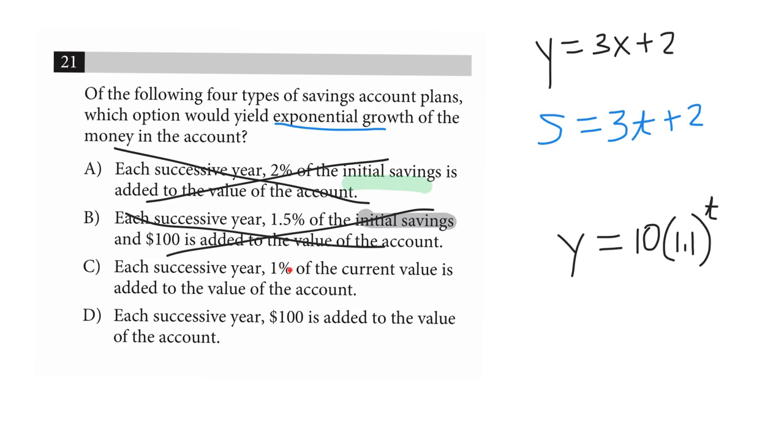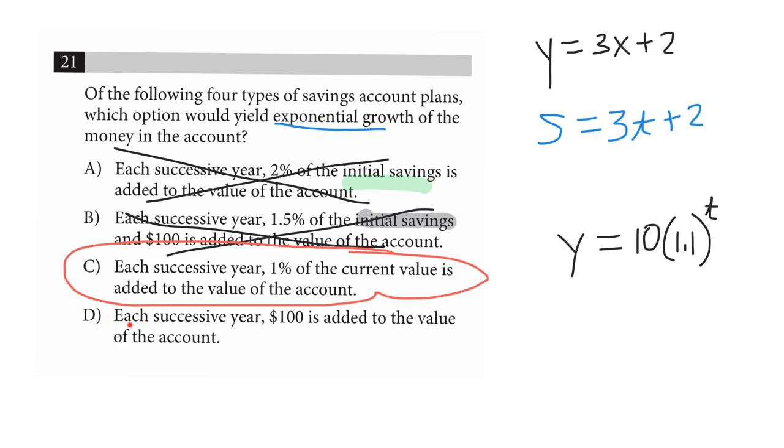So it's 1% of the current value. That's exponential. It's not 1% of the initial value, because the initial value is just the initial value. It stays the same, and therefore that would be a constant rate of change, whereas this is an exponential rate of change, because it's the current value, which changes literally every year. The current value changes and increases every year, so the 1% of the current value will increase it exponentially. So that's the answer there.